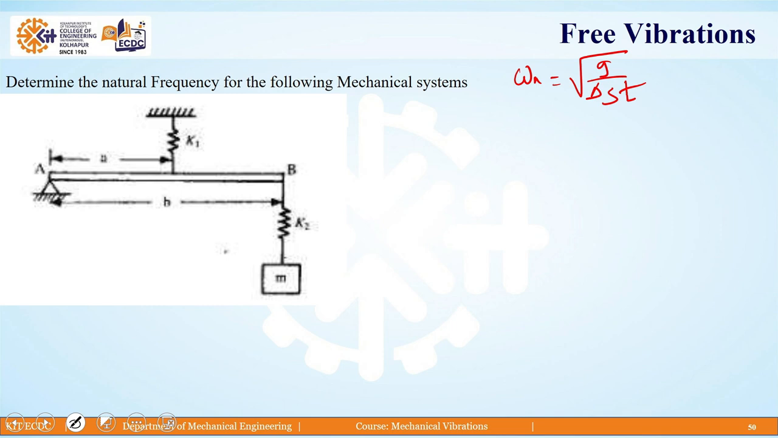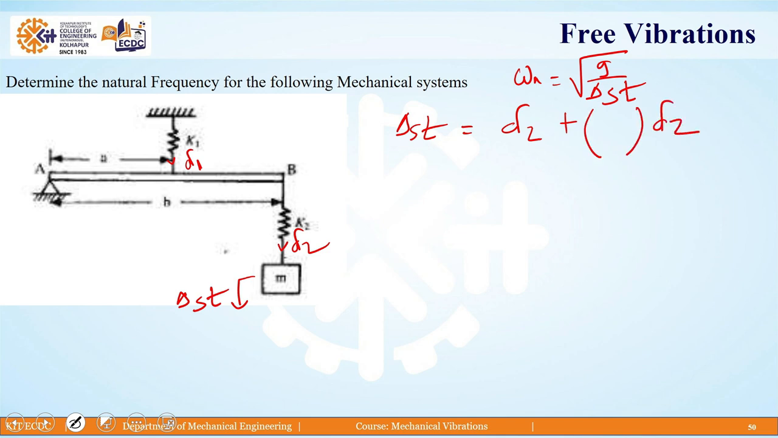So your delta st, that is the deflection of this mass. So this is delta st. The deflection of the mass, delta st, will comprise two deflections. The deflection of spring K2, we are treating as delta 2. So the total deflection happening for the spring K2 will be directly added into delta st. But the deflection of the spring attached at K1, which is delta 1, is going to get multiplied by the distance.